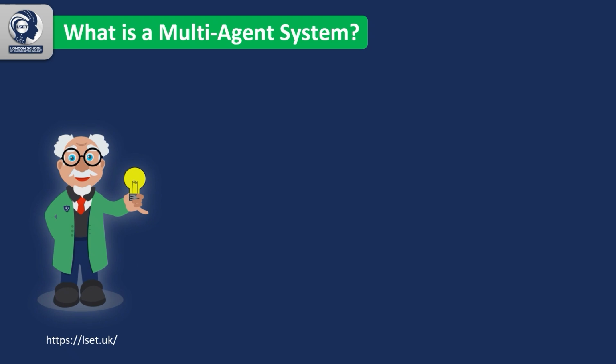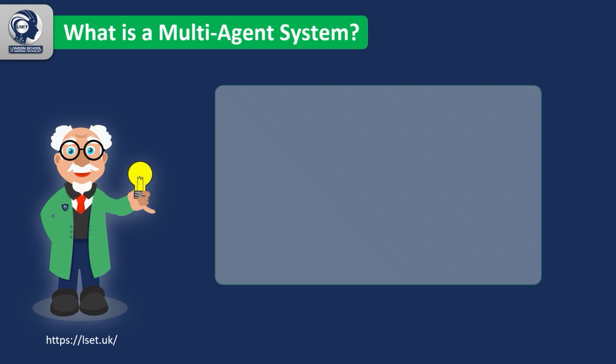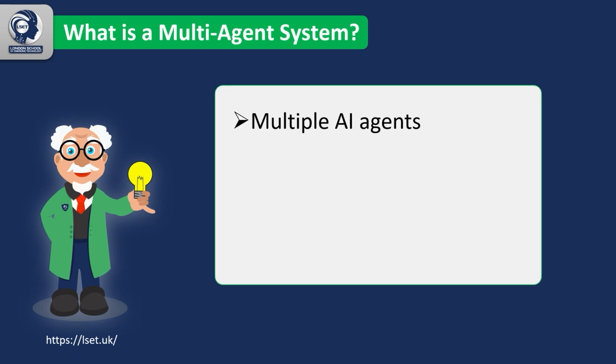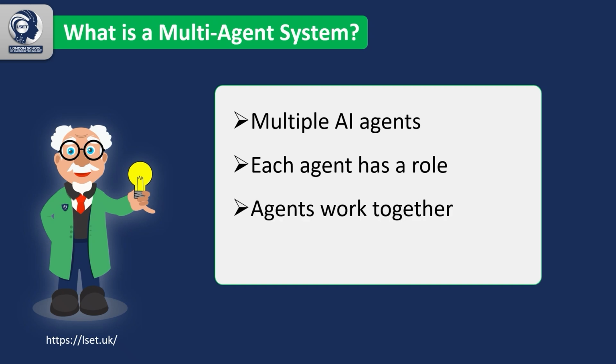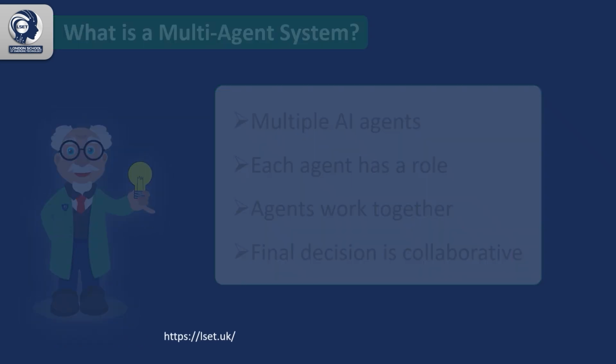A multi-agent system is made up of multiple AI agents working together. Each agent has a specific role and responsibility. These agents communicate and collaborate with one another to solve problems. Instead of one agent making all the decisions, the final decision is collaborative, based on input from all agents. This teamwork allows multi-agent systems to handle more complex tasks effectively.